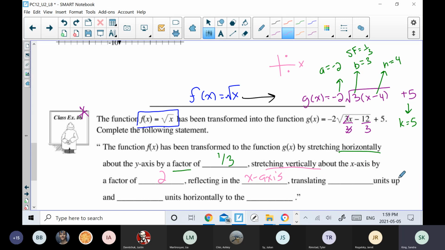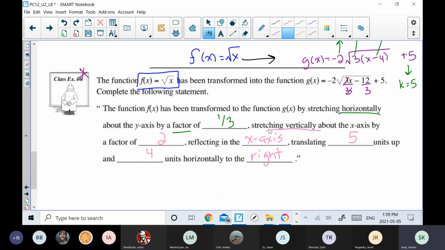Translating blank units up. So I look, 5 is the answer. And blank units horizontally. Okay, that's going to be my h. H is 4. 4 units horizontally to it's either going to be left or right. I look at the h. If h is positive, it goes to the right. And that is how you would do this question, factoring out the b.